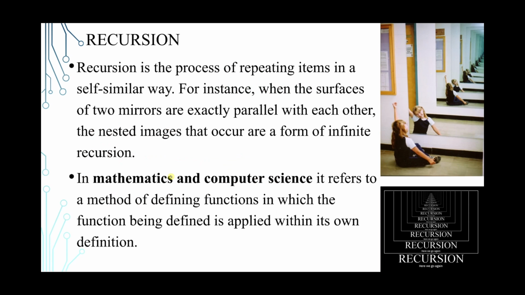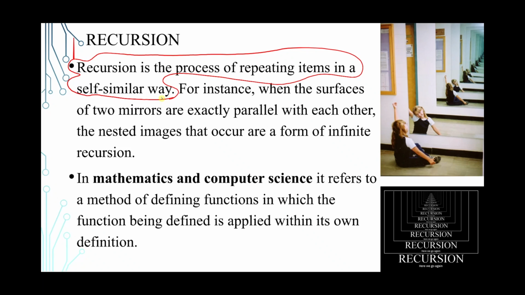So recursion is the process of repeating items in a self-similar way. And this is the general definition. And I'm not going to ask you to define this in tests or something like that. Basically we say that definition because I want you to understand it in the general way. So generally, recursion is a process of repeating items in a self-similar way.